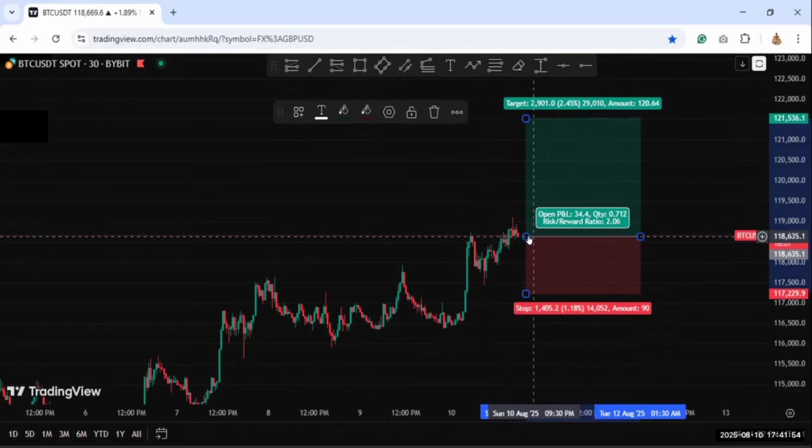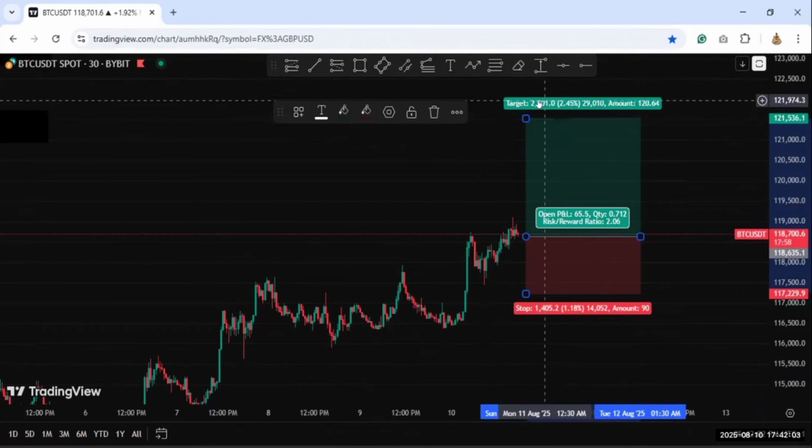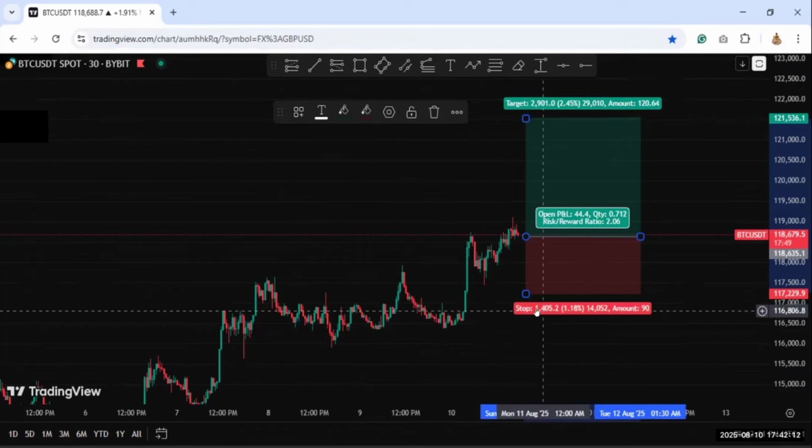So it means from where you take your entry to where you are targeting, it is 2,901 pips, as you can see from this number when you use this buy tool. Now, if this is where you want to set as your stop loss, when you check this stop, the value here is 1,405. So this is your pips if you are using this tool and you don't care about those decimal numbers.